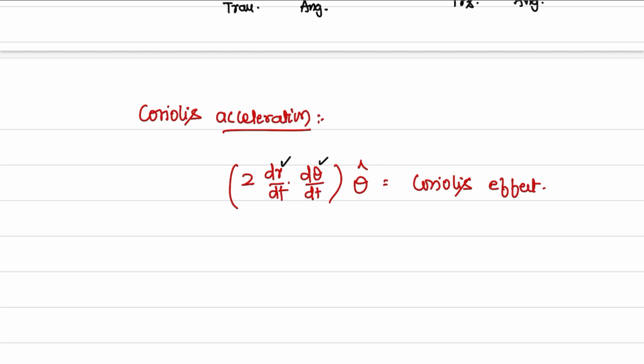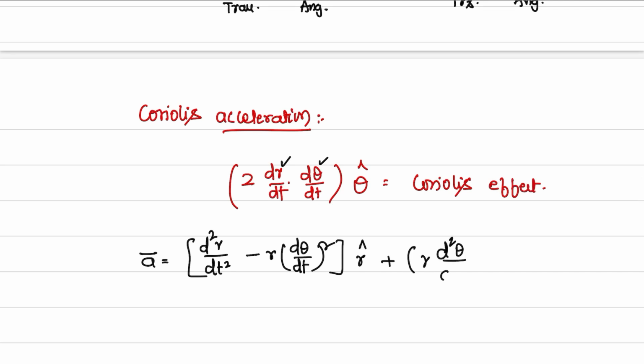And the final equation for A is written as d square r by dt square. This is a regular acceleration due to linear displacement, minus r into d theta by dt whole square, r cap, plus r into d square theta by dt square, plus 2 into dr by dt into d theta by dt theta cap. This is the final equation for acceleration.